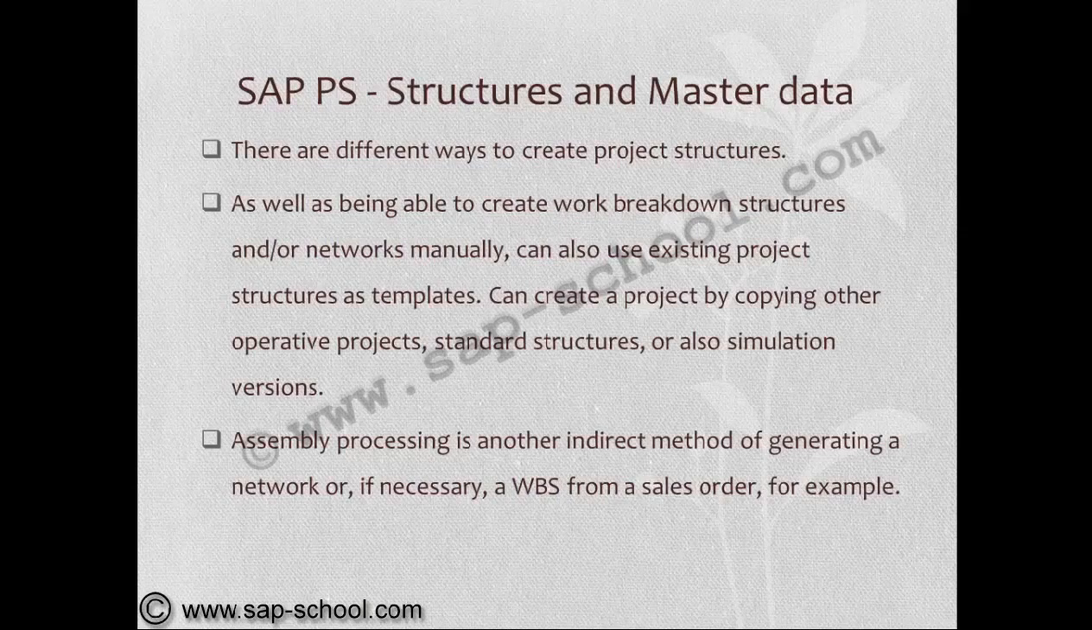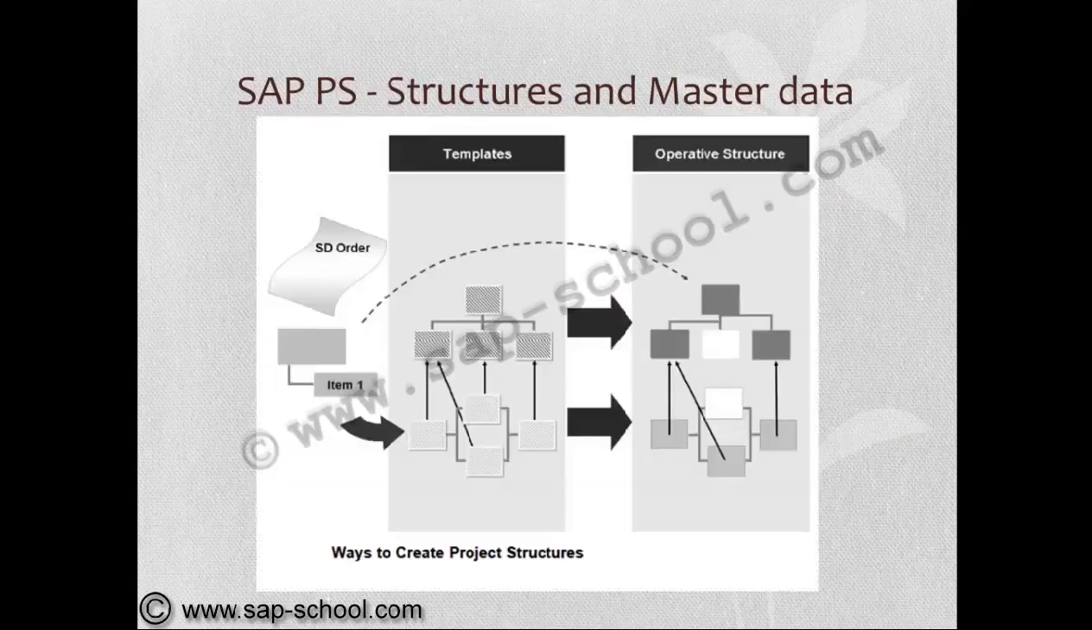You can create a project by copying other operative projects. Standard structures are also simulation versions. So these are all different types of ways to create project structures. Assembly processing is another indirect method of generating a network, or if necessary, a WBS from a sales order is an example. Now we can see here the creation of WBS structure in different ways, like from templates, from other operative structures. So this is about the WBS structure.